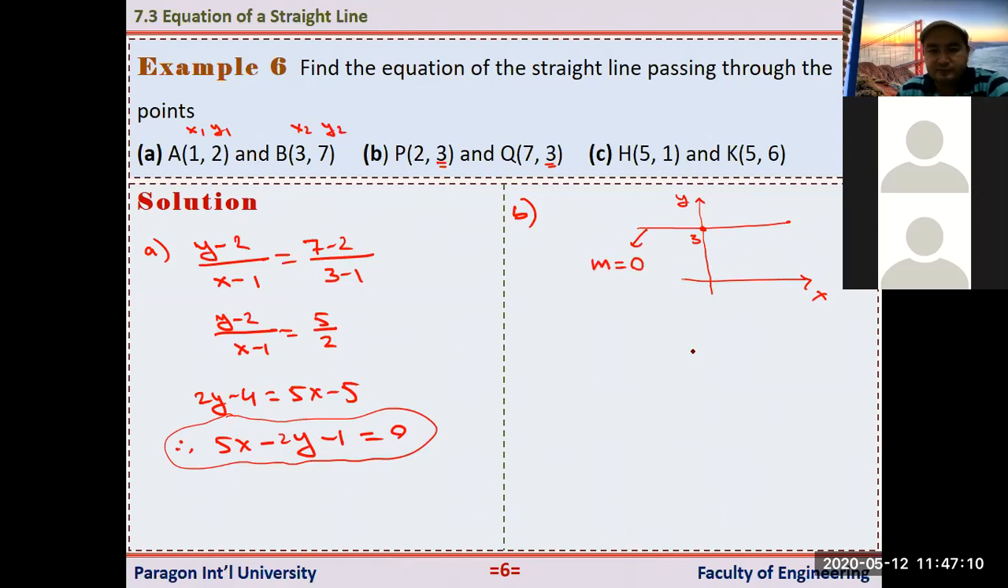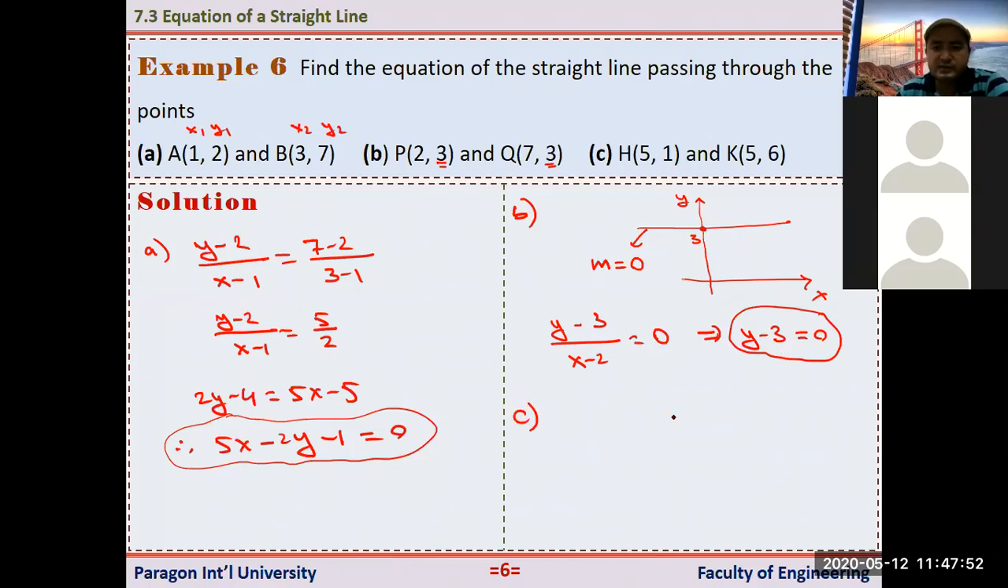It is 0. Now, if you write point and gradient form, we have y minus y1, which is 3, over x minus 2 equal to m, which is 0. Or y minus 3 is equal to 0. That is the equation of this horizontal line, because whatever x is, y is equal to 3. In math, we call this a constant function, because whatever input you put here, the function produces 3.